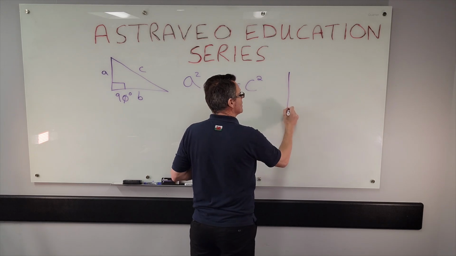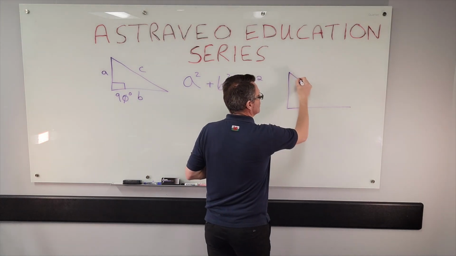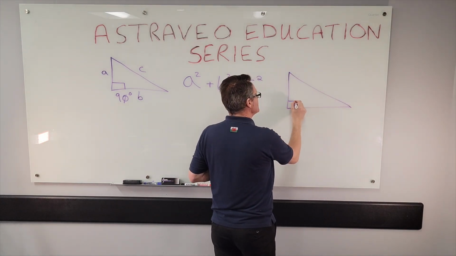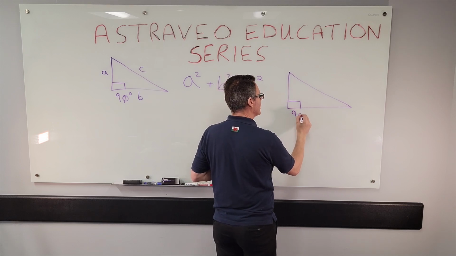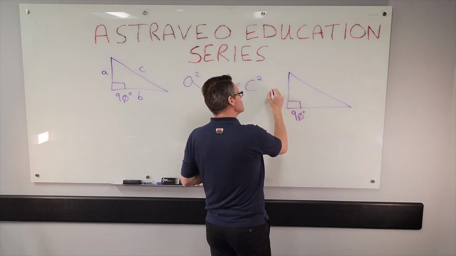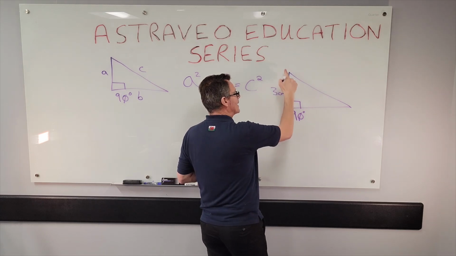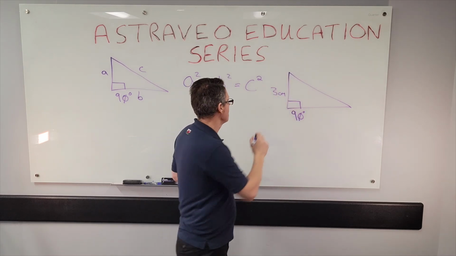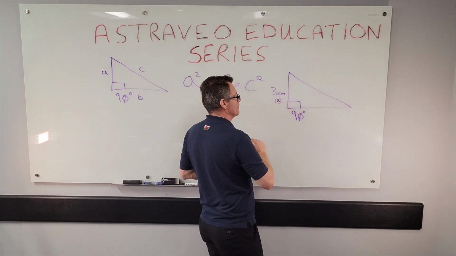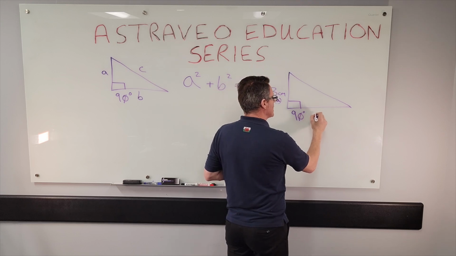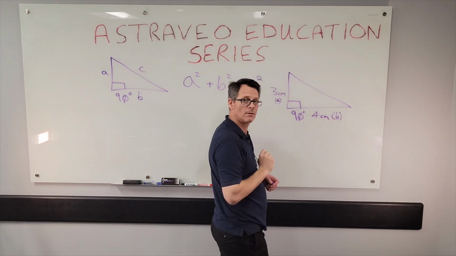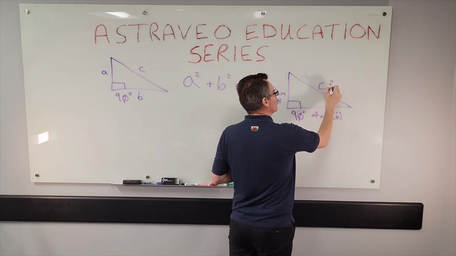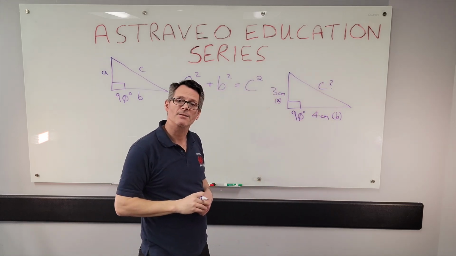We can take another right-angled triangle. Here's the 90-degree triangle right here, remember, there's the little square, so it's a 90-degree triangle. Let's assume this side is 3 centimetres in length, and we're going to call it A. Let's assume this side is 4 centimetres, and we're going to call that B. We would like to know what the length of C is.